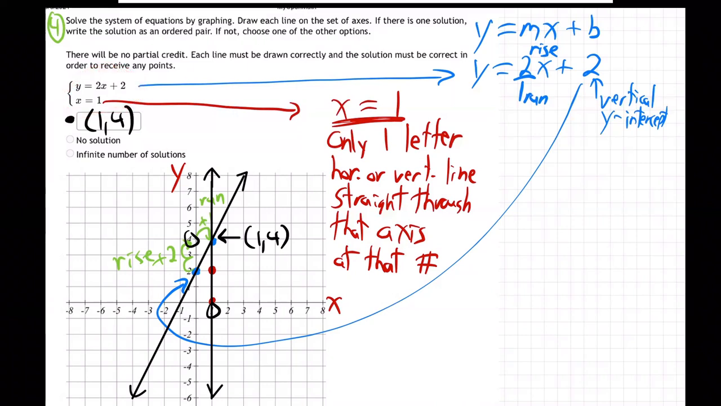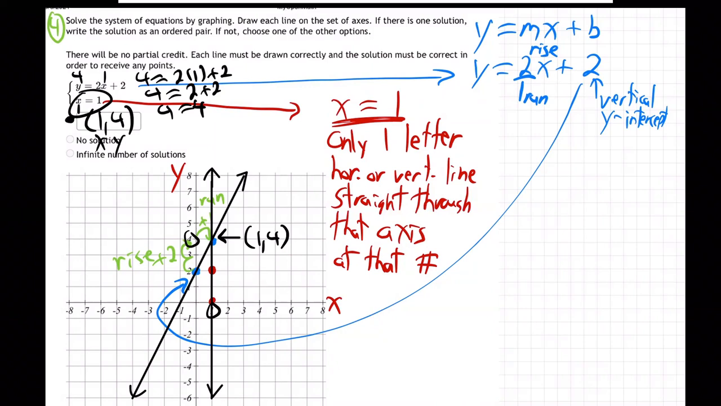Meaning, what does that mean? That means if you, this is X and this is Y, right? If you plugged in 1 for X in both places, and you plugged in 4 for Y, you would get true statements out of both of them. See, this one would be 4 equals 2 times 1 plus 2. 4 equals 2 plus 2. 4 equals 4. That's true. And how about the other one? 1 equals 1. There's only a place to plug in X. See how 1, 4 makes both equations true?